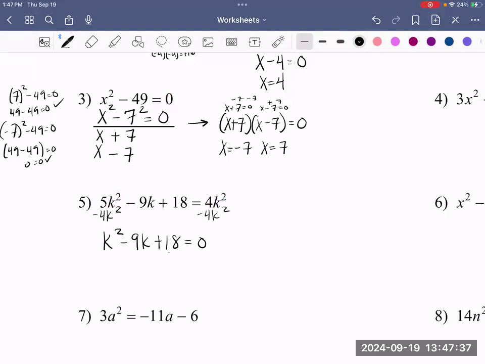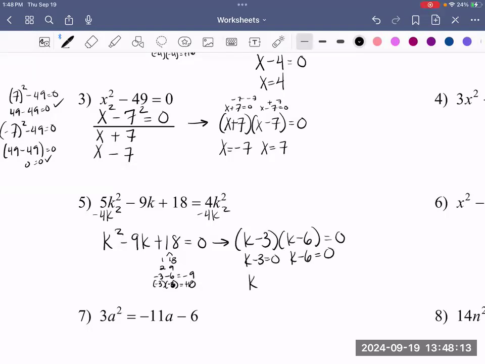Factors of 18: 1 and 18, 2 and 9, 6 and 3, or 3 and 6. And of these factors, 3 and 6 can get us to a -9 if -6 and -3 are there. And if we multiply them back together, that'll get us to that positive 18. So we have k minus 3 and k minus 6 is equal to 0. So we can set them both equal to 0 by the zero product property. And then we can add 3 to both sides. So we have k is equal to 3 and k is equal to 6.